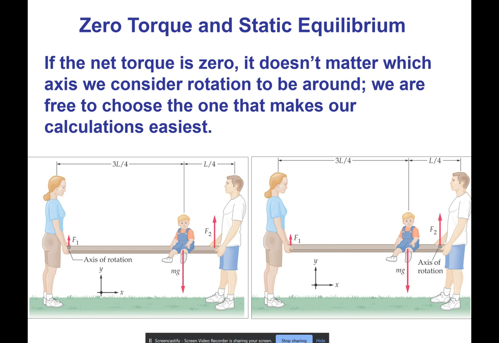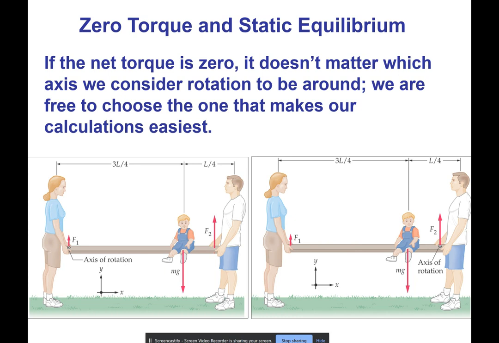To kind of balance it out that way. Now, in this case, the axis of rotation is, basically, if the dad drops it, it's going to rotate around the mom's hands.